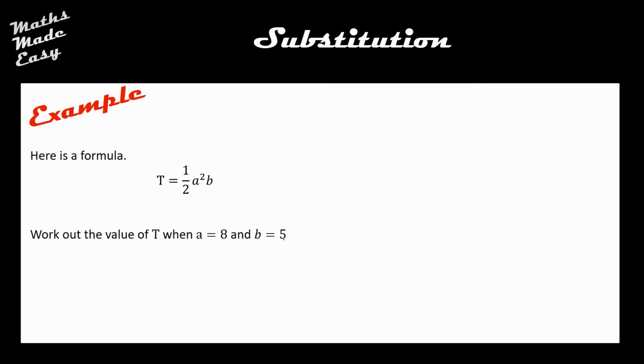Here's another more complicated example. Now in this one we've got some fractions, we've got some square numbers floating around. So all I'm going to do, exactly like before, is write this thing out with all of my variables now replaced. So a half is still a half. A is now 8 and that gets squared, and that's multiplied by b, which is 5. And I'm going to plonk a little multiplication sign in there so I don't forget.